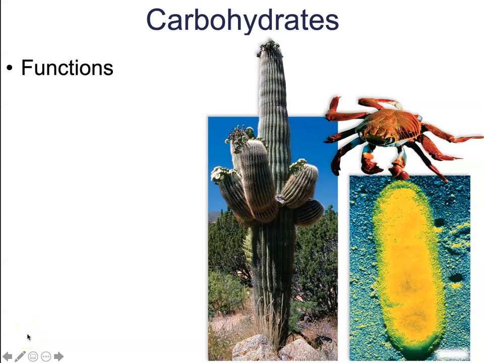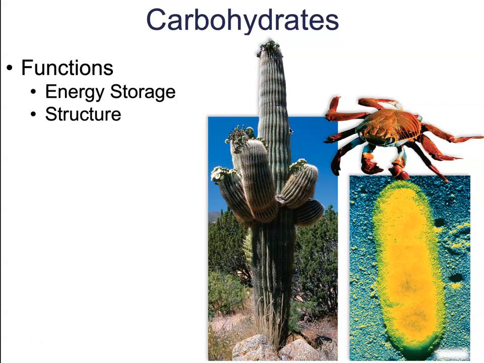All right, so the first biomolecule we're going to discuss is carbohydrates. Carbohydrates are best known for their ability to store energy. However, they also serve a very important role in the structure of many organisms. Here we have a picture of a cactus. A plant uses cellulose in its cell walls to give them structure and rigidity even when water is scarce.